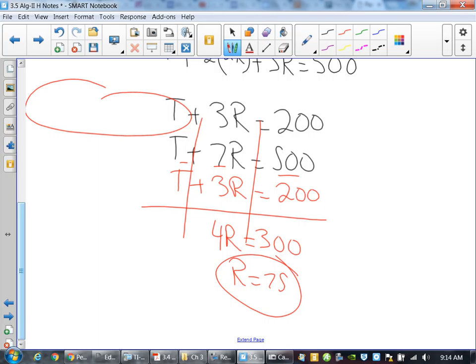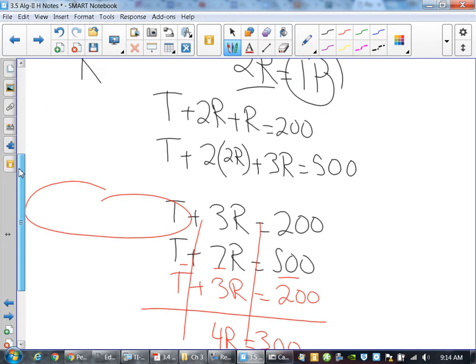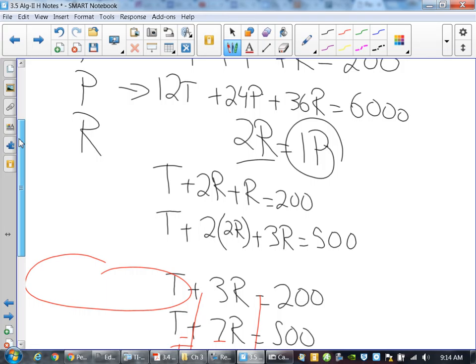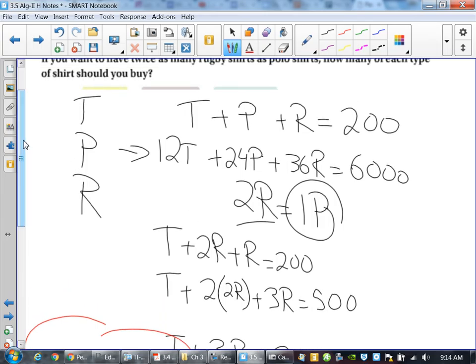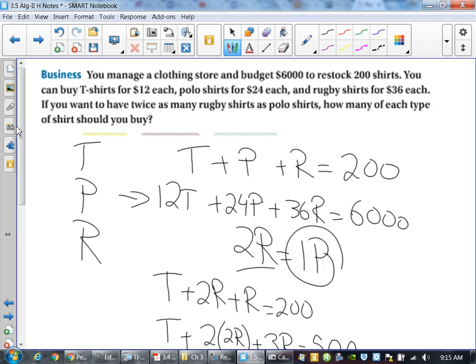So we have rugby shirts are 75, which means polo shirts would be 150 because you double. I think that was 2R is P. 2R was P. So you double the 75, you get 150. 150 and 150 and 75. You want to have twice as many. No, we did not do the whole thing wrong. Why did we do the whole thing wrong?